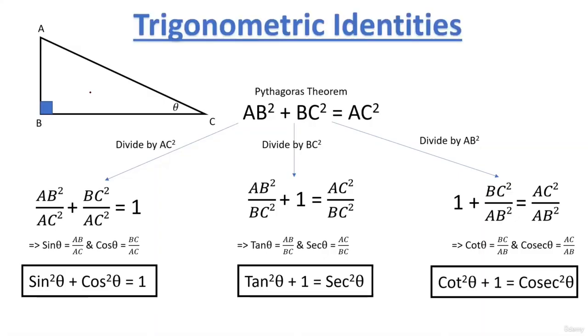All these three equations are basically called identities, okay? Because you can take the squares of all the trigonometric ratios on the left hand side, and everything will be equal to 1. Anything which is equal to 1 is basically an identity, right? So these are called trigonometric identities.